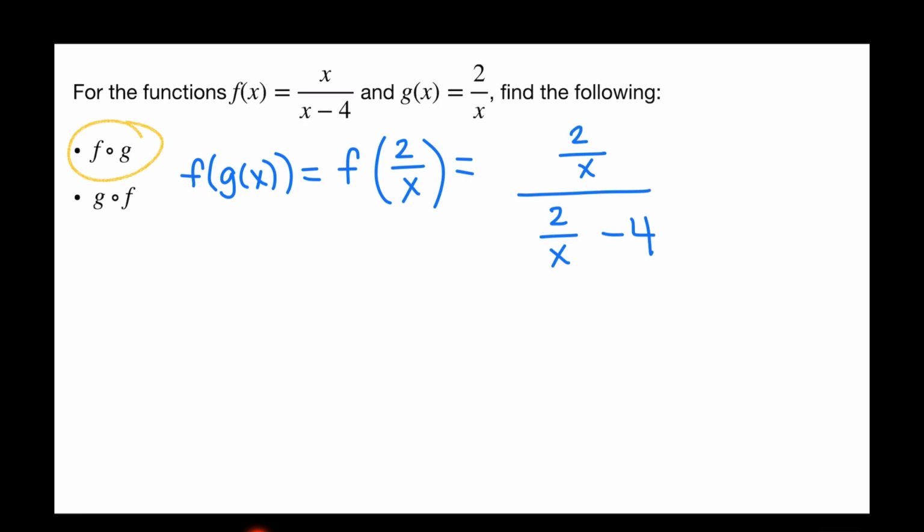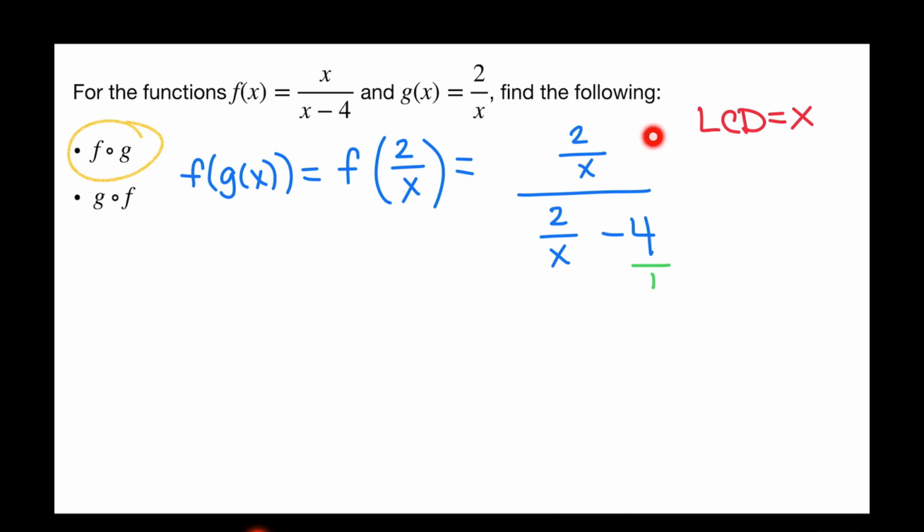We don't want to have fractions within a fraction. There are a couple different ways you can simplify it. My preferred method of working with complex fractions is to multiply everything by the least common denominator. In this case, the only denominator is x. This 4 is technically a 4 over 1. So my LCD is just x.